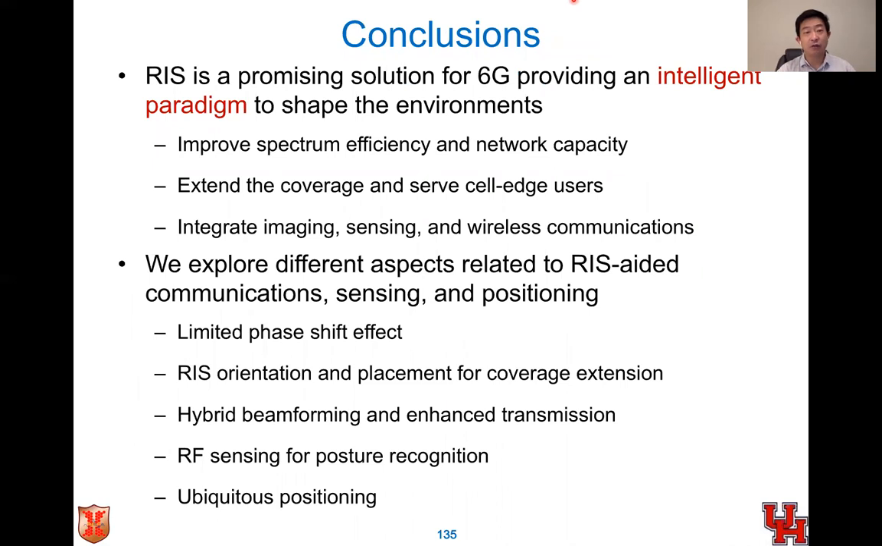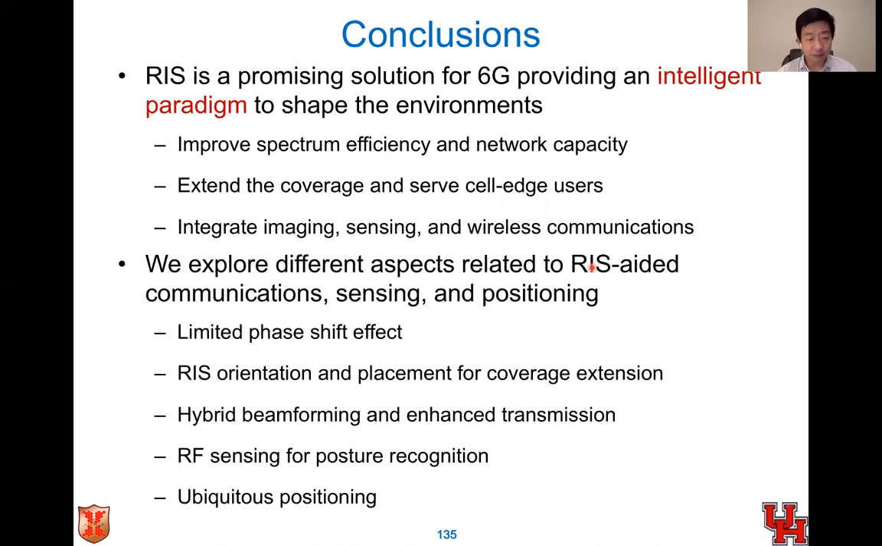So here is the conclusion. RIS is a promising solution for 6G, providing an intelligent paradigm to shape the environment. The keyword is to shape the environment. Previously, all this propagation was not controlled by you. Now suddenly the environment can be controlled. What a nice story. It improves spectrum efficiency, extends the coverage, and integrates sensing and wireless communication. And then we explore different aspects of RIS-aided communication, sensing and positioning.